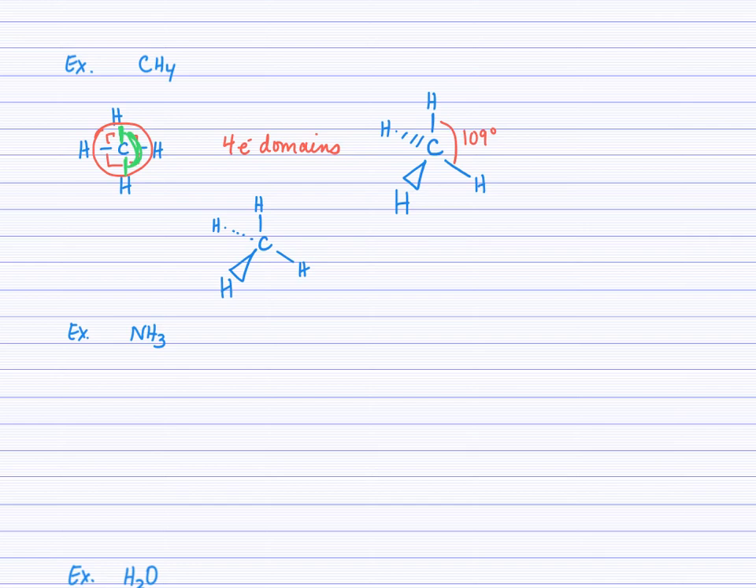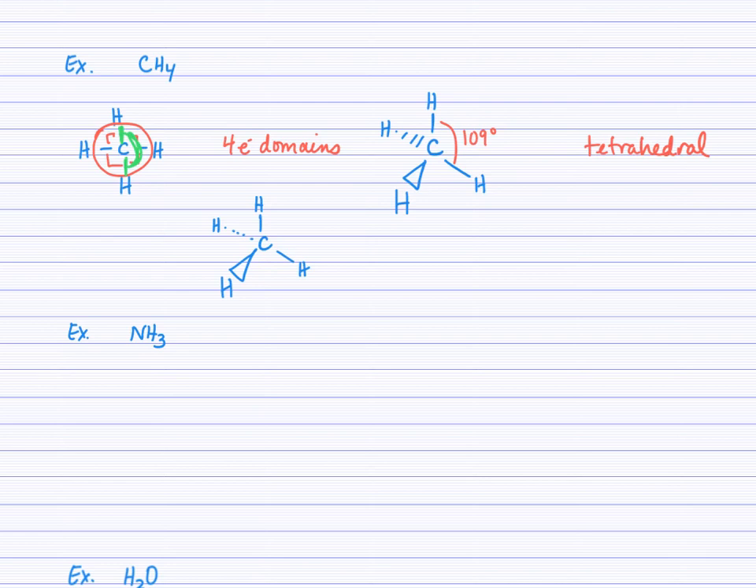If this shape doesn't mean something to you as you're drawing it and you haven't built the models yet, then it would be well worth your while to build this and compare it to the diagram. The name of this shape is tetrahedral. Okay, so our next example here is NH3.